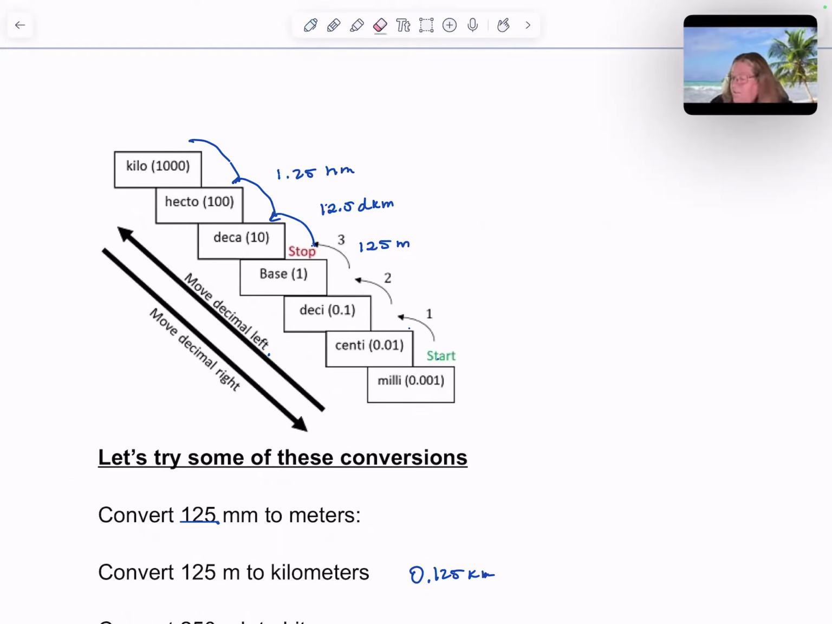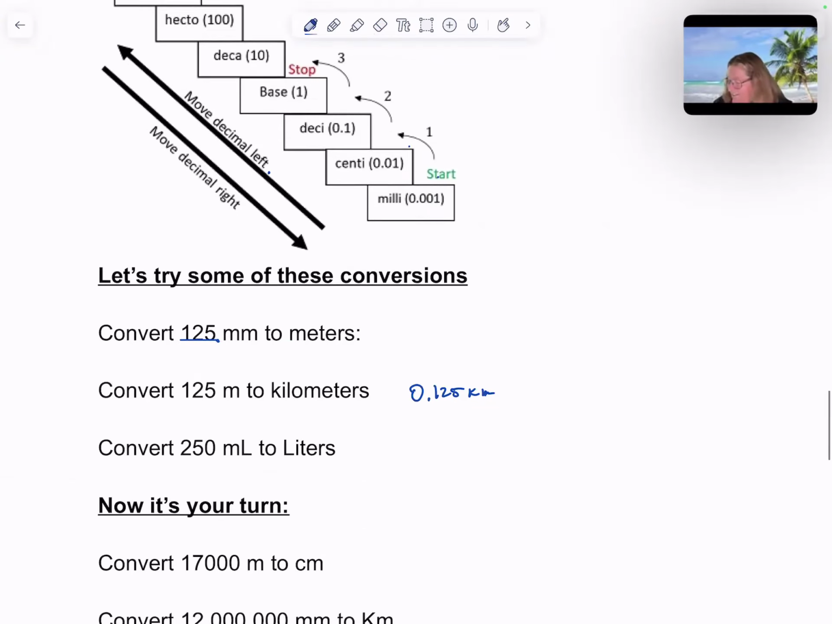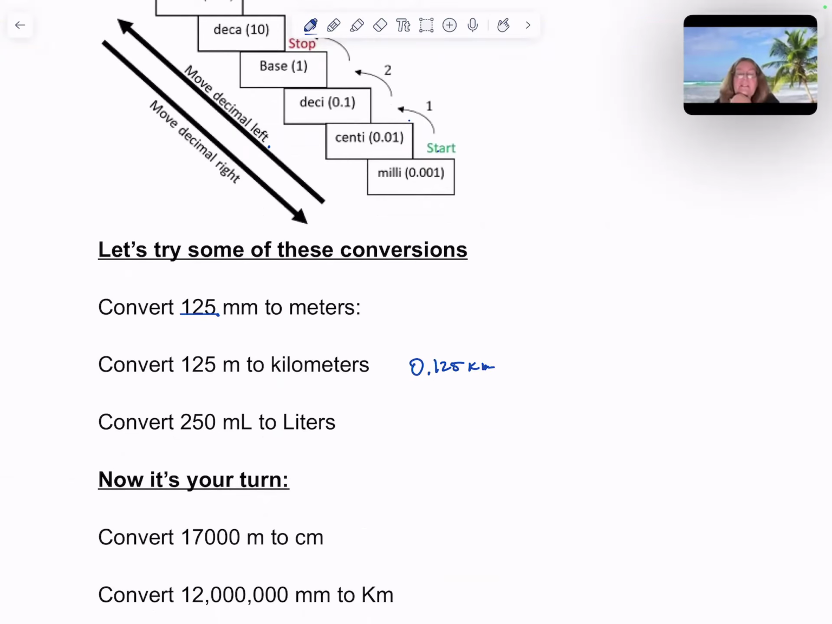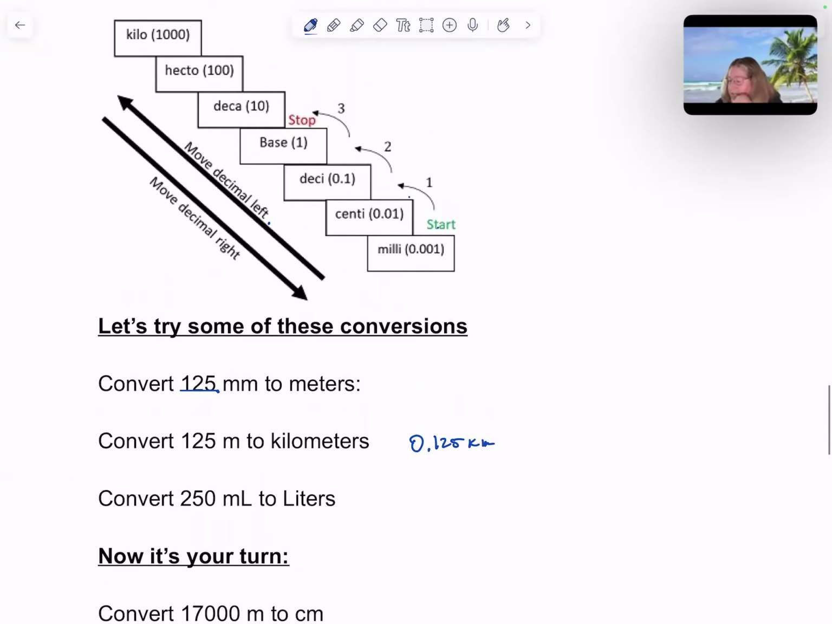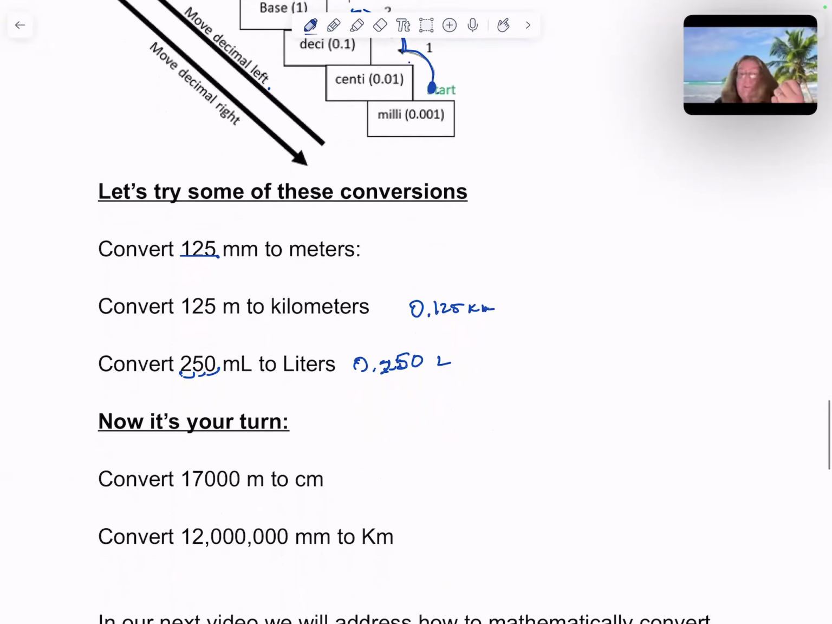Let's try another. Clear these out. Okay. We're going to go 250 milliliters to liters. So now we're going to try it just standing on our step. We've got 250. We're going to move the decimal 1, 2, 3 times to take it to liters. So we're going to move it 1, 2, 3 times, 0.250 liters.